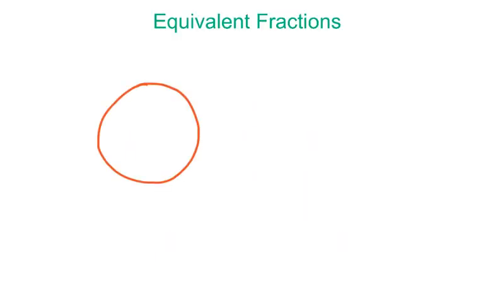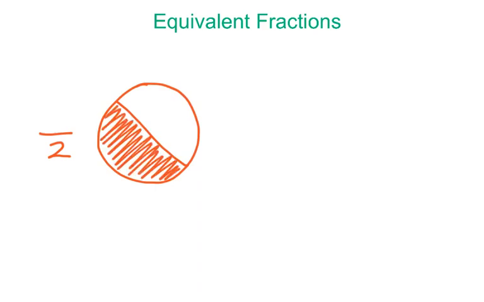So first of all, let's start with a circle and let's cut that in half as shown. So since we've cut it in half, the denominator is 2, or the bottom number. And if we colour in just one of those pieces to make 1/2, that would mean the number on the top, called the numerator, is 1.